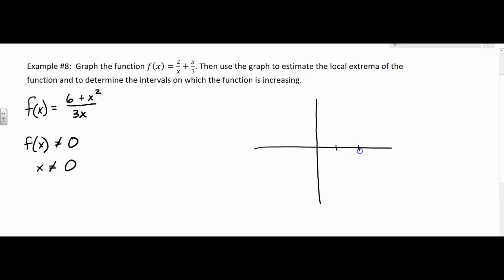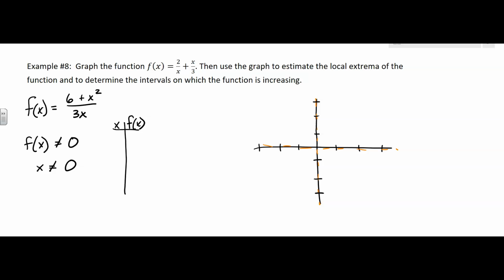So let's count 1, 2, 3, and 1, 2, 3. Okay, well, just kind of eyeballing it there. And I can get a rough graph, at least a little bit here, if I plug in some values. So let's make a little table of values here, x and f of x. We already know there are going to be asymptotes on the x-axis and the y-axis.